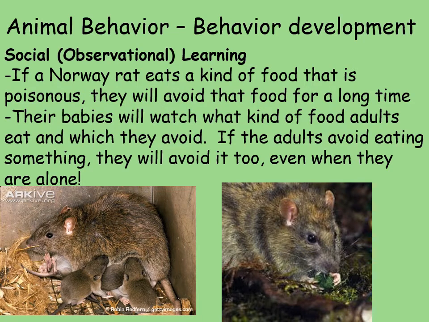Here's another example. So Norway rats are pretty good at remembering the effects of what they eat. So if they eat a food that's poisonous, they will avoid that food for a long time. And the babies learn what to eat by watching what the adults eat and which types of food they avoid. So if they observe adults avoiding eating something, they will avoid it too, even when they're alone and they don't have that signal anymore. So they learn a lot of what to eat and what not to eat just by kind of copying the behavior of more experienced adult rats.